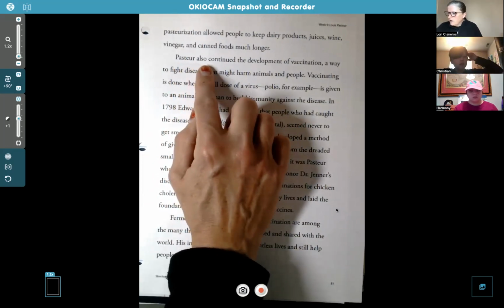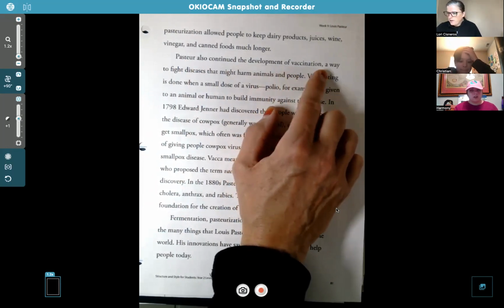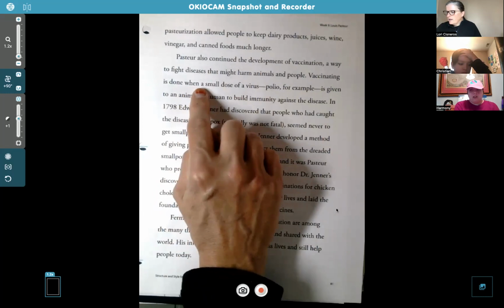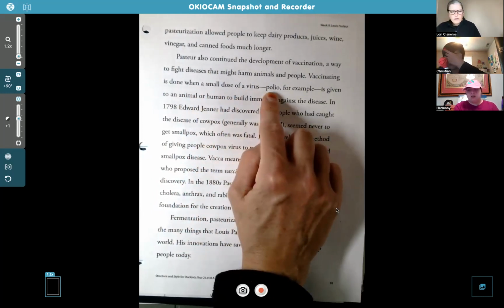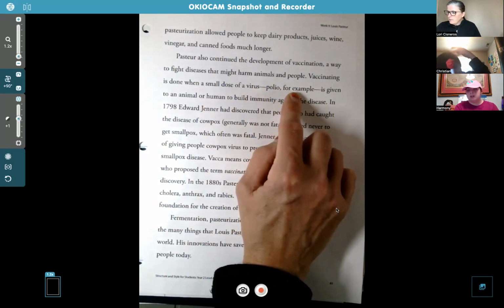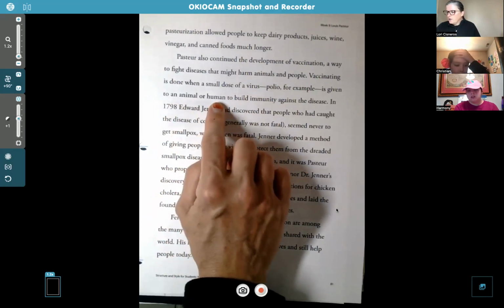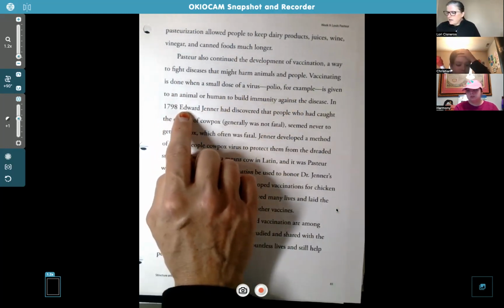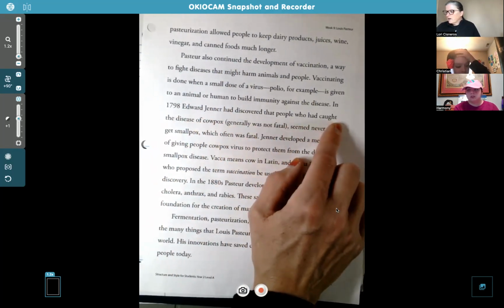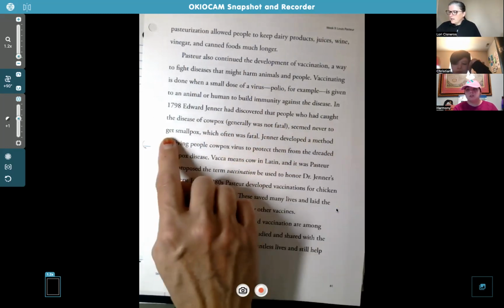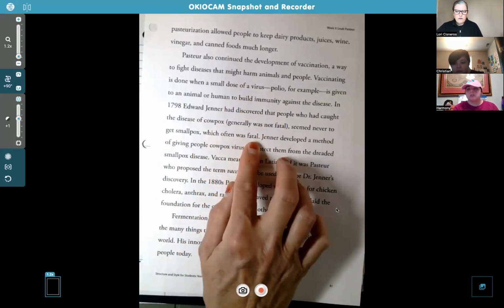Okay. Pasteur also continued the development of vaccination, a way to fight diseases that might harm animals and people. Vaccinating is done when a small dose of a virus, like polio, for example, we don't really see that much anymore, but back in these days, polio was a disease that was contagious and killed people. Polio, for example, is given to an animal or human to build immunity against the disease. In 1798, Edward Jenner had discovered that people who had caught the disease of cowpox, which generally was not fatal, seemed never to get smallpox, which often is fatal. Fatal means you die from it, right?